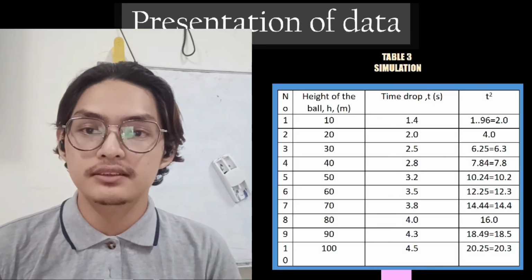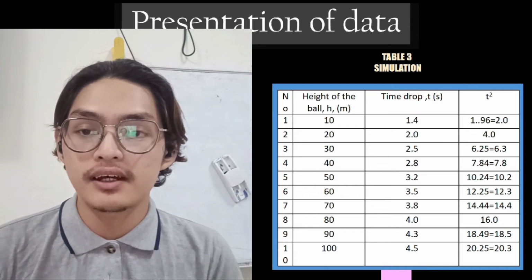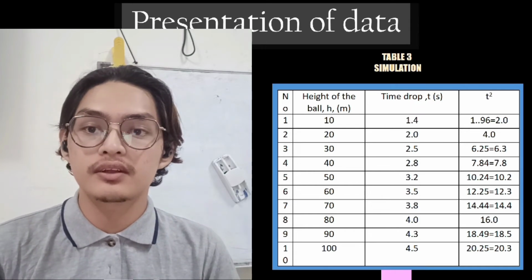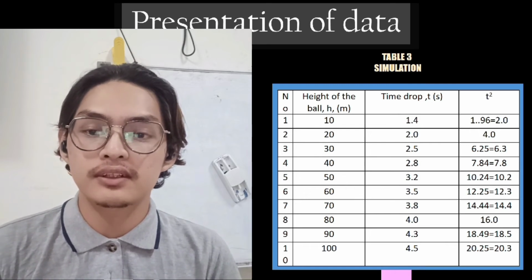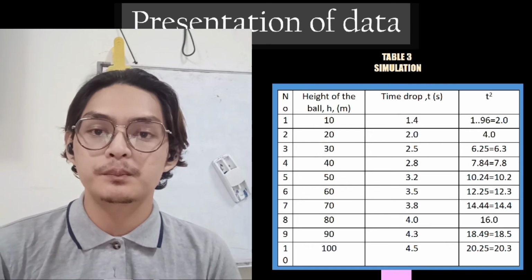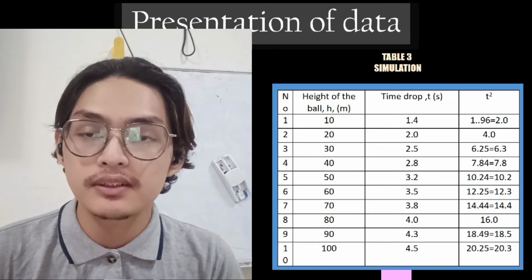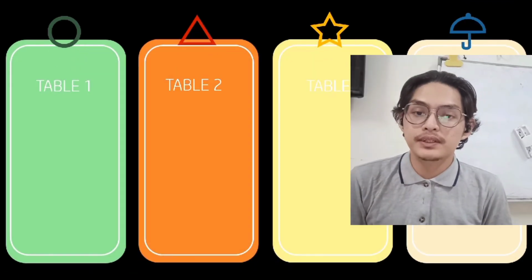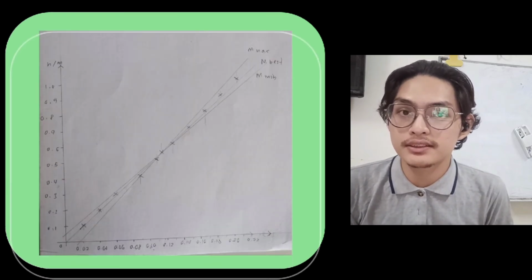Last but not least, table 4 is done by simulation, which have a height of 10 meter, 20 meter, 30 meter, and so on until 100 meter. The time drop then be calculated and recorded into the table. Based on the value calculated in the table, draw a graph for each table.